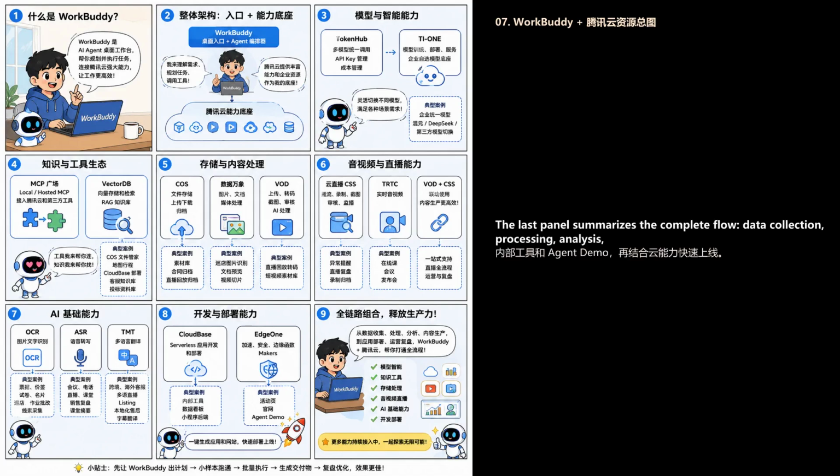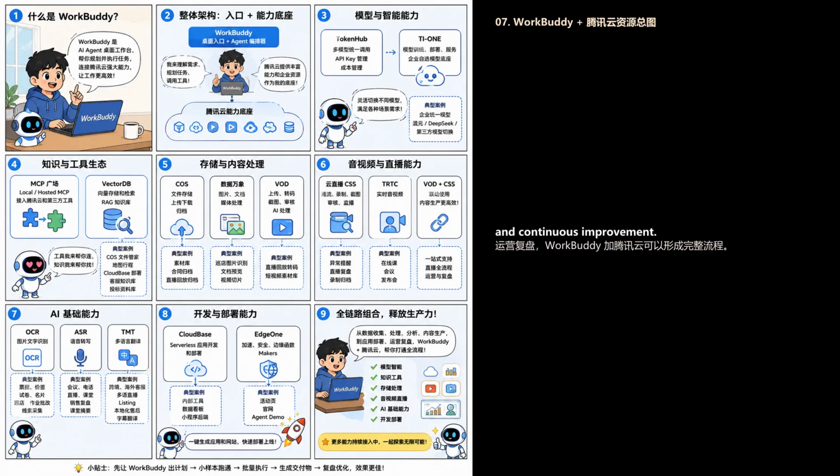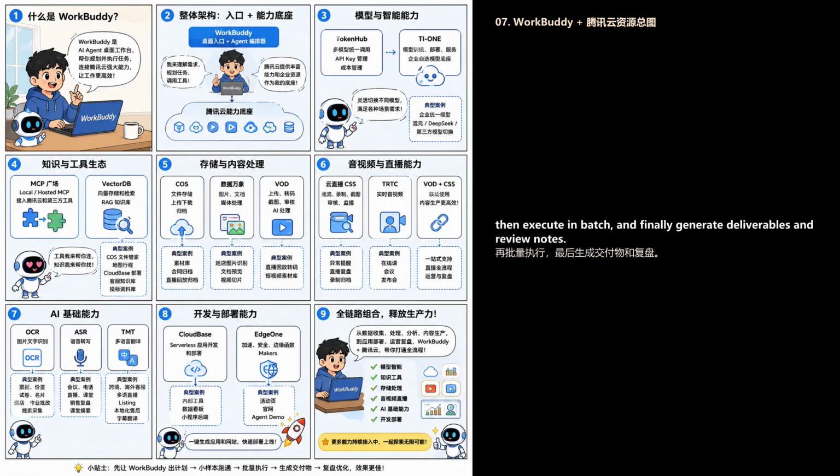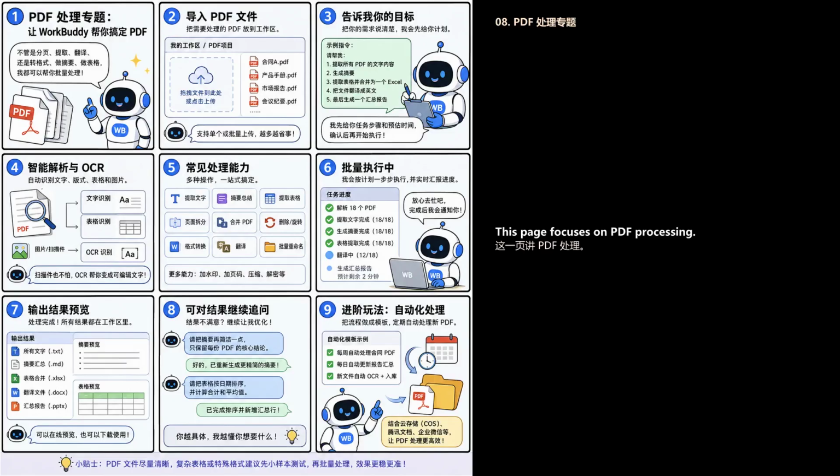The last panel summarizes the complete flow: processing, analysis, content production, deployment, operations review, and continuous improvement. In real implementation, let WorkBuddy produce a plan first, run a small sample, then execute in batch, and finally generate deliverables and review notes. This page focuses on PDF processing.